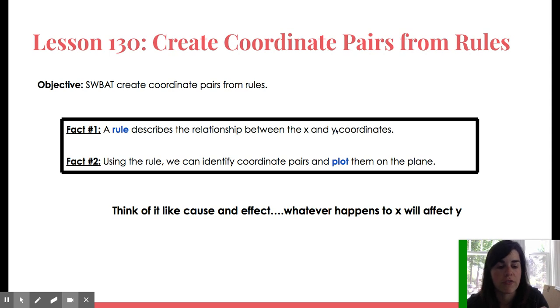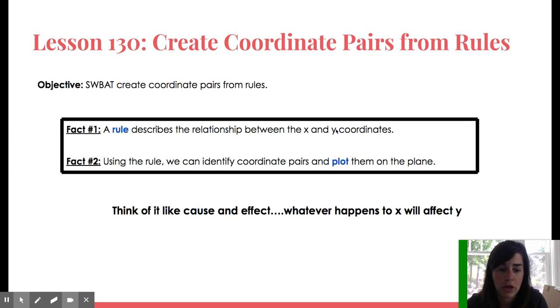So you may ask yourself, how do I get from this to this? How do I get from this to this? And that helps you understand the rule, the thing that you always have to do no matter what the X coordinate is. Fact number two, using the rule, we can identify coordinate pairs and plot them on the coordinate plane.